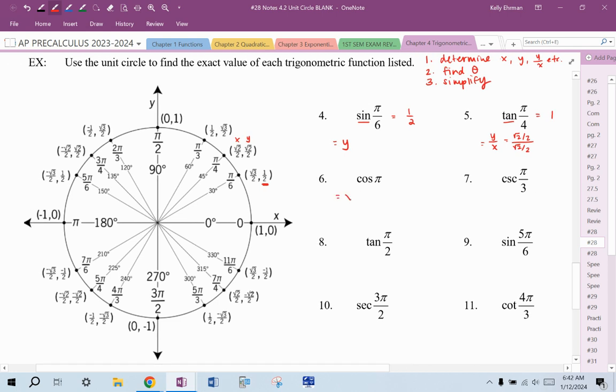Cosine is equal to x. Go to pi, find the x coordinate. The answer is -1. So I couldn't have given you this last section because pi does not fit in a right triangle. So that's kind of the benefit of unit circle trig.